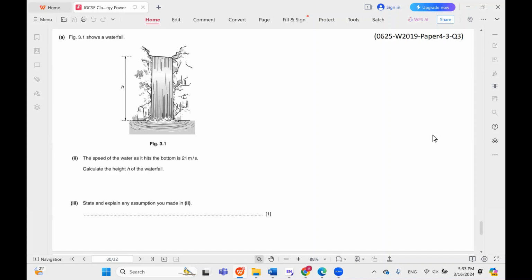Figure 3.1 shows a waterfall. The speed of the water as it hits the bottom is 21. Calculate the height of the waterfall. So this is similar to one question we just did a couple of questions ago, where we have both kinetic and potential energy. We're given the speed and we want the height. So we simply write mgh equals half mv squared. And again, we cancel out the m's together. We don't care about the m's. And we have g here as 10. And we have the height as an unknown h. And this is equal to half times 21 squared.